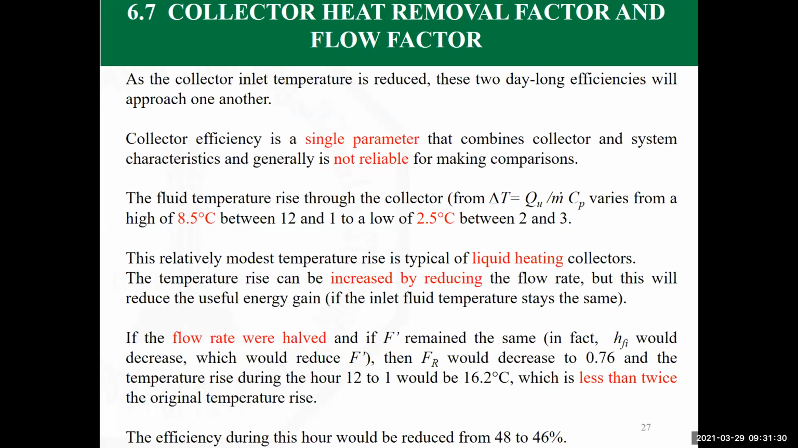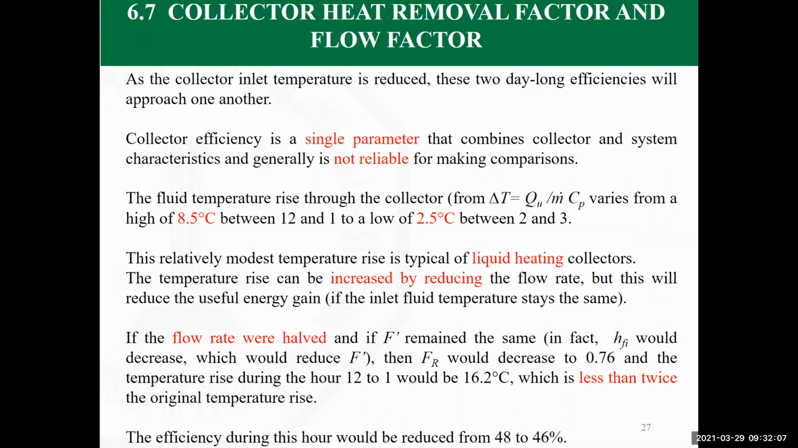As the collector inlet temperature is reduced, the two days' efficiencies would approach one another, which is probably something behind the operation of the F-chart method, which is talking about daily averages. The small variations day to day are not going to affect the performance of the collector a lot. If the sun is stronger, the inlet temperature of the water will be higher. If the sun is weaker, the inlet temperature will be lower. And accordingly, it balances each other.